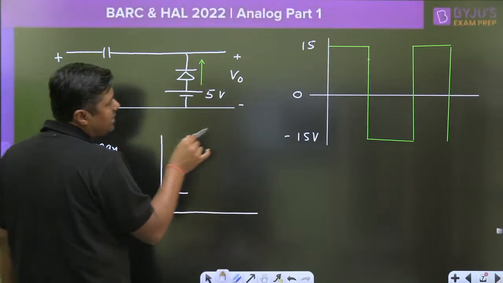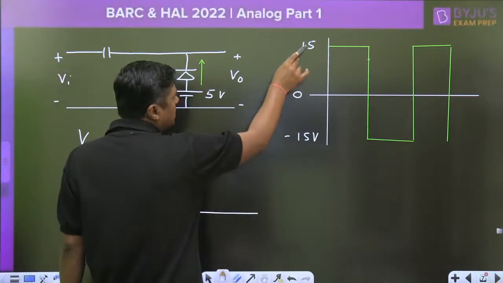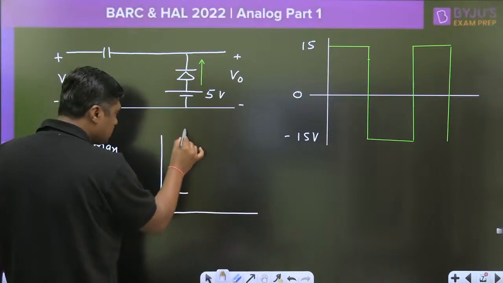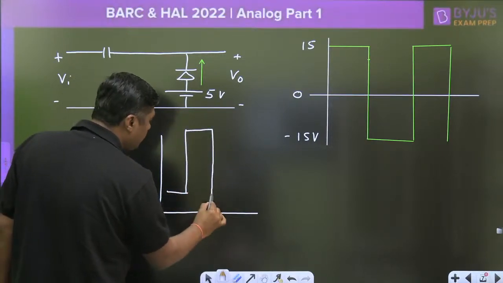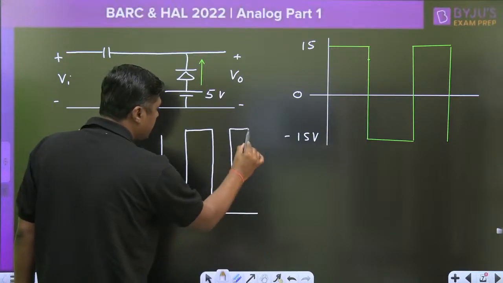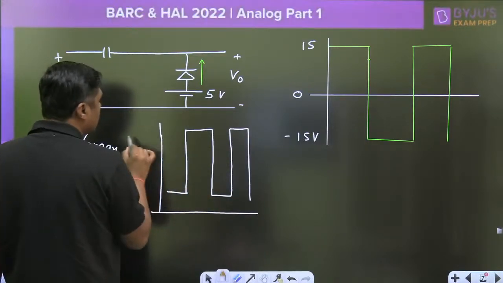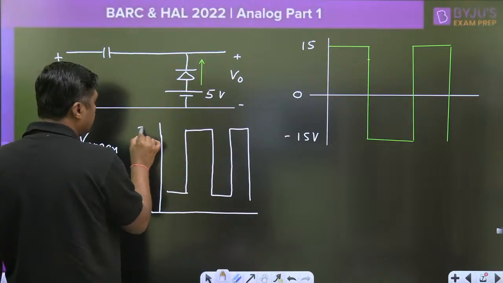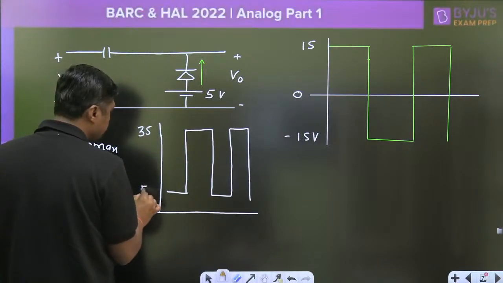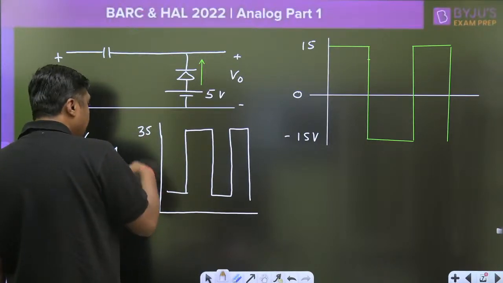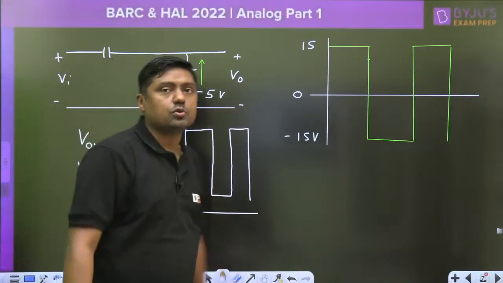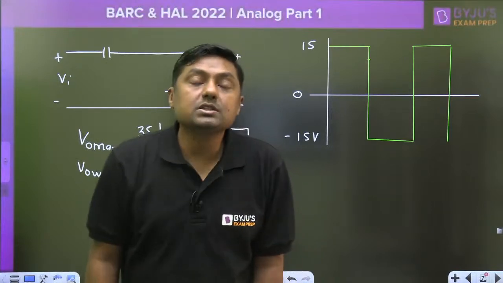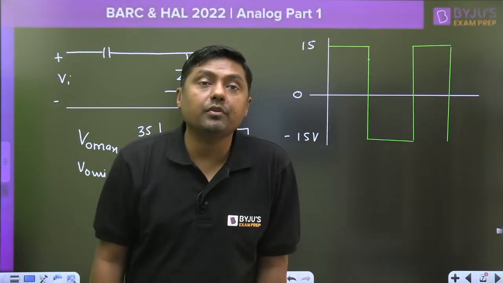Now the swing will remain the same. 15 plus 15, that is 30. The highest value will become 35. The lowest level will be 5. And this is very, very easy to solve for this type of question. This is 35, and that is 5. So this is the minimum value of the output, and that is the maximum value. The shape will remain the same. There is no change in the shape. Maximum you are giving 20, minimum you are giving 10.